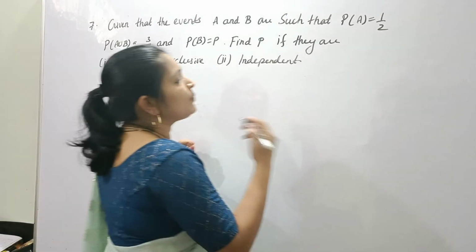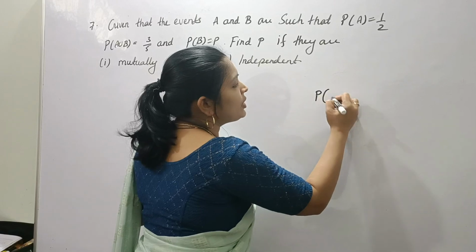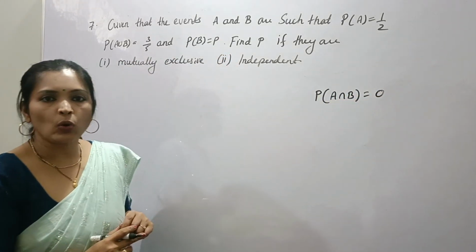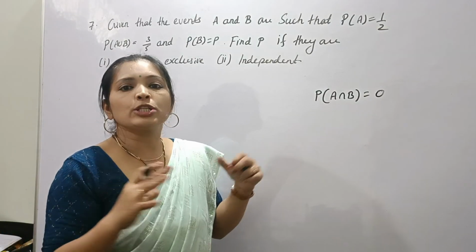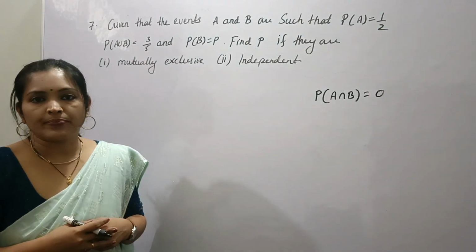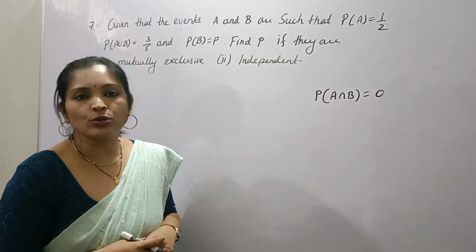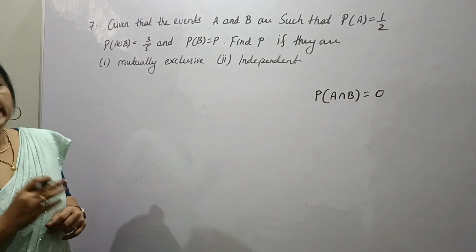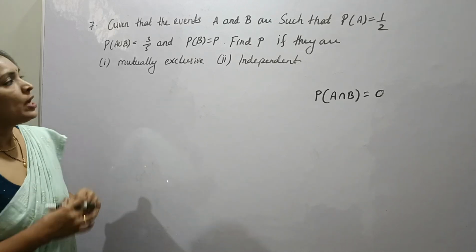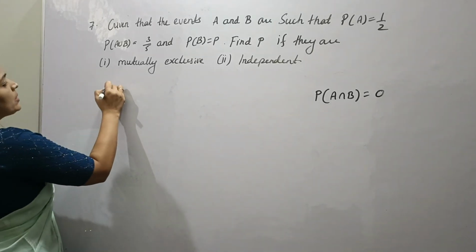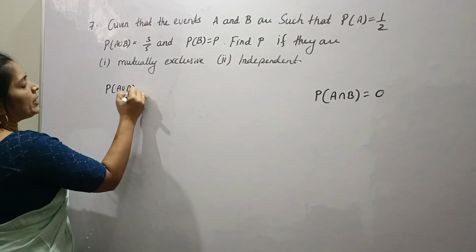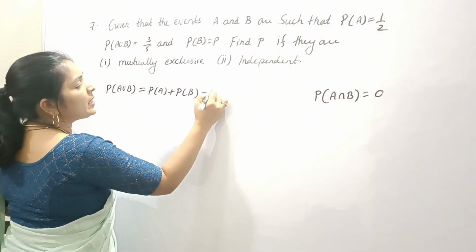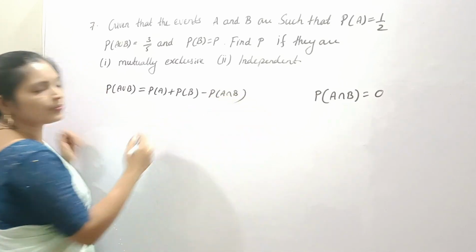See, if A and B are mutually exclusive events, then probability of A and B or A intersection B is equal to 0. Okay, that is because they are disjoint, right? So A intersection B is a null set. Therefore, probability of A intersection B is equal to 0. Okay. Now here, if they are mutually exclusive, then what is the value of P? So here, we know that probability of A union B is equal to probability of A plus probability of B minus probability of A intersection B.